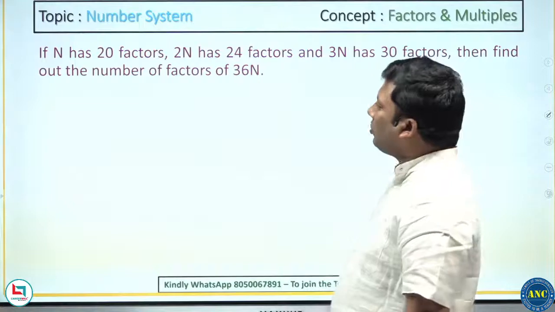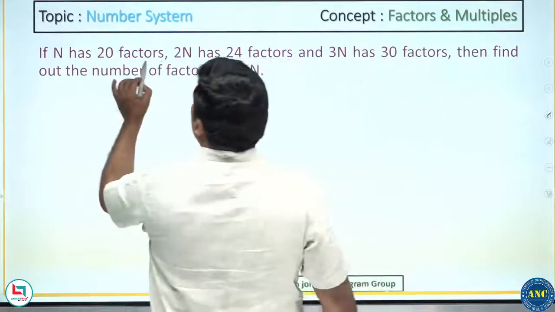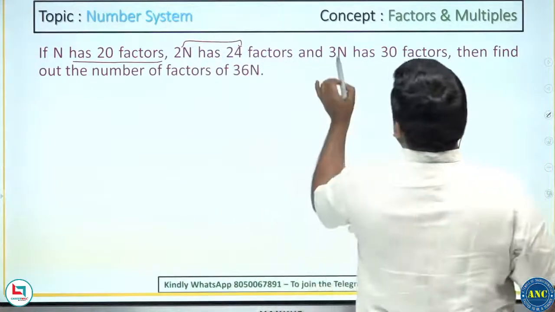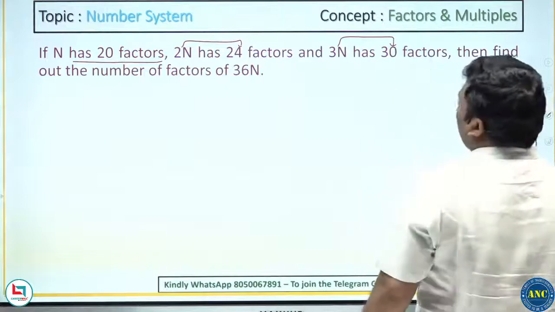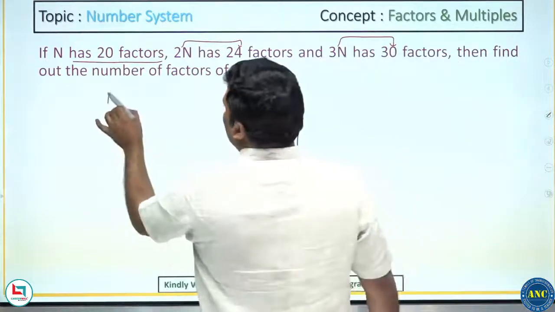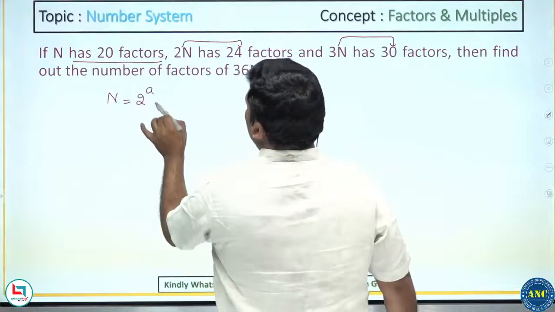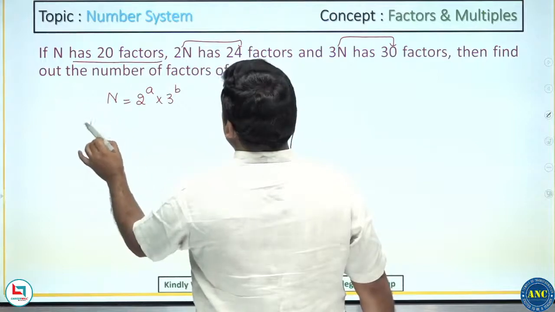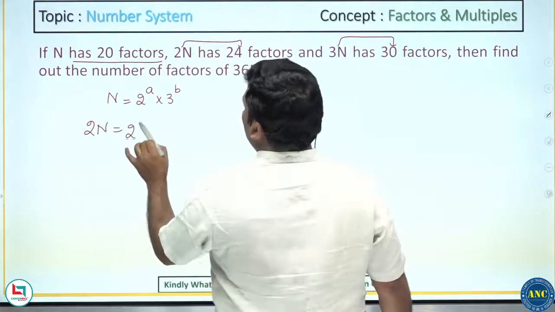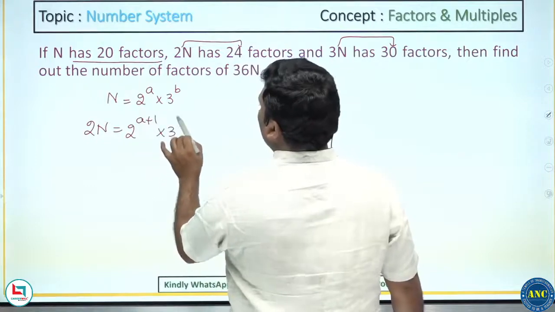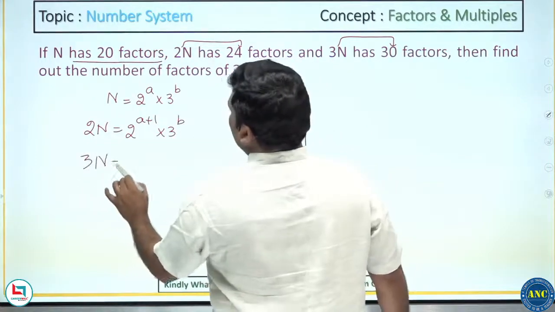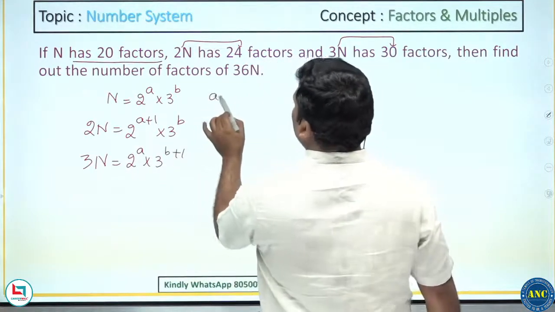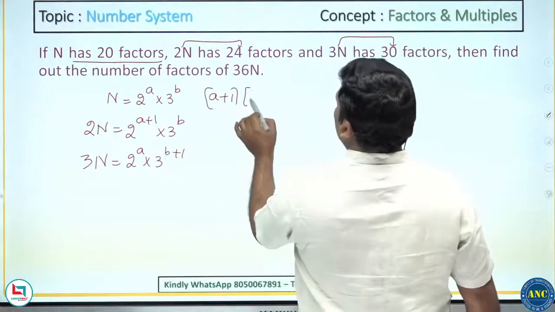If a number has got 20 factors, and if I multiply by 2, the number of factors is changing. If I multiply by 3, the number of factors is changing. So definitely the number should be of the form 2 power A into 3 power B. So what will be the factors? 2n will be 2 power A plus 1 into 3 power B. 3n will be 2 power A into 3 power B plus 1. So what will be the factors for this number? A plus 1 into B plus 1.